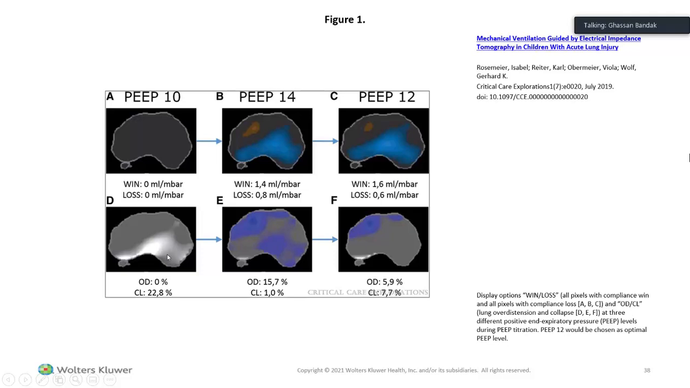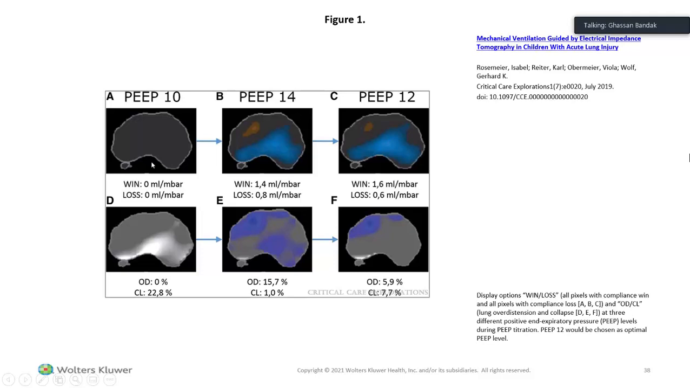So all this white was collapsed. You increased the PEEP to 14. You recruited all this white, but at the same time you caused hyperinflation. So at the PEEP of 12, you actually achieved the balance where your collapse is low, your overdistension is low, and you gained a lot of recruitment. So then you choose a PEEP of 12.